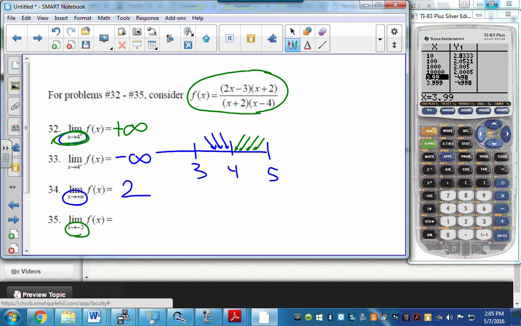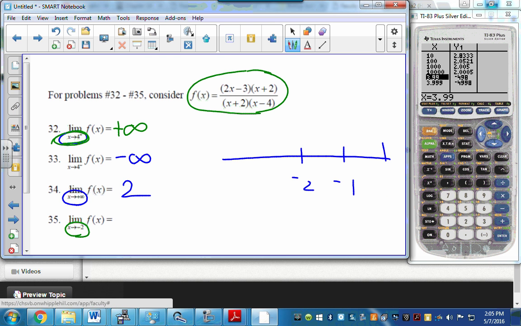Okay, last question. What happens when x gets close to -2? Again, I'm going to look at a number line to help me out here. So here's -2, here's -1, this would be 0, this would be -3, -4, and so forth. And I'm getting close to -2.